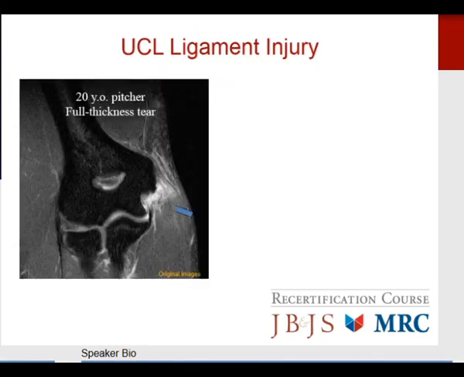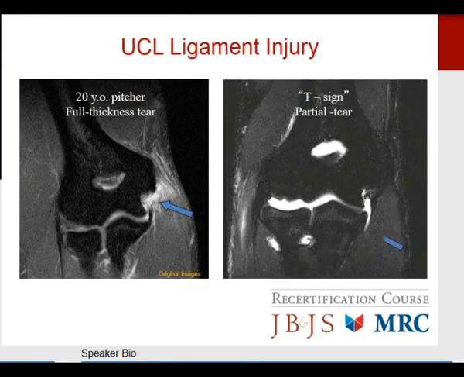With disruption or tear in a thrower, often these patients are throwing. They experience a sudden onset pain with a pop sensation, and then they lose the ability to throw or to have any kind of velocity or accuracy on their throw. With MR imaging, we can see complete disruption with extensive adjacent edema through the proximal fibers of the ulnar collateral ligament and some overlying strain and edema within the common flexor muscle group. So this is a full thickness tear, often occurs within the proximal to mid substance of the ligament.